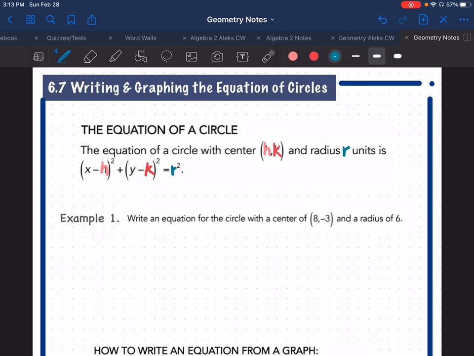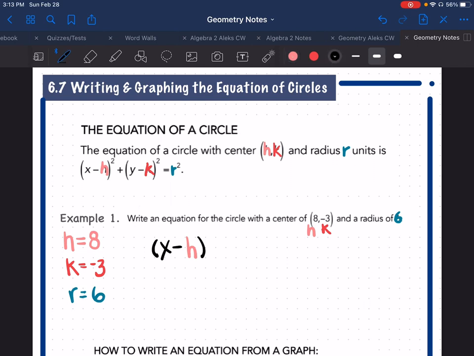Let's try an example. Write an equation of a circle with center of 8, comma negative 3. Remember, this is your h, this is your k, and radius of 6. All right, so I'm going to remind myself that h is equal to 8, that k is equal to negative 3, and that my r, my radius, is equal to 6. And now I can just plug it into my formula.